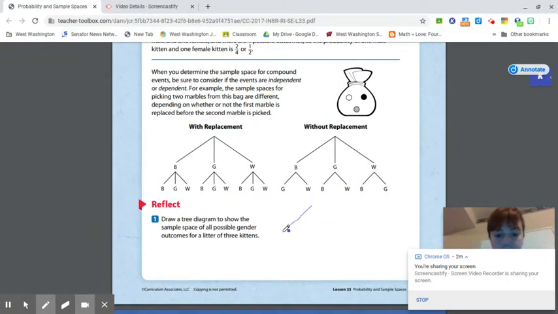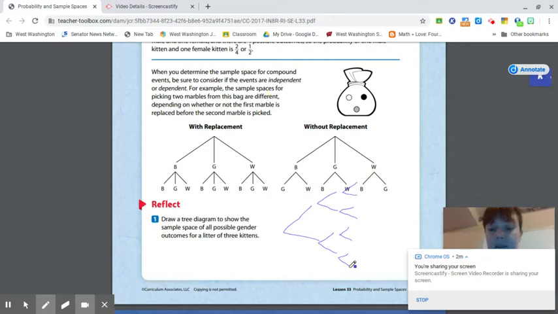So there's 2 possibilities, right? For the first one, it's going to be a boy or a girl. And then there's the second kitten, and it's going to be a boy or a girl. And then there's the third kitten, and it's going to be a boy or a girl. And so it's got 3 levels of the tree. There are still only 2 options for outcomes: boy, girl, and so on down each branch.